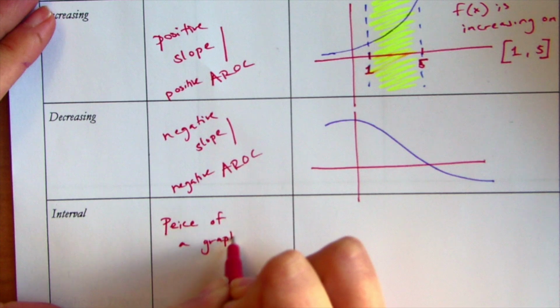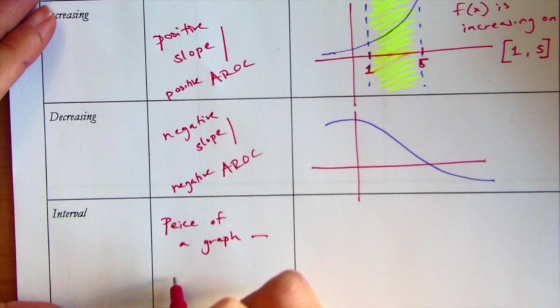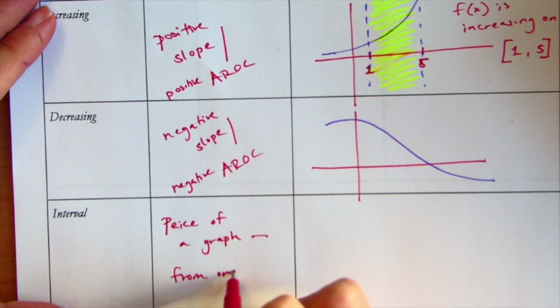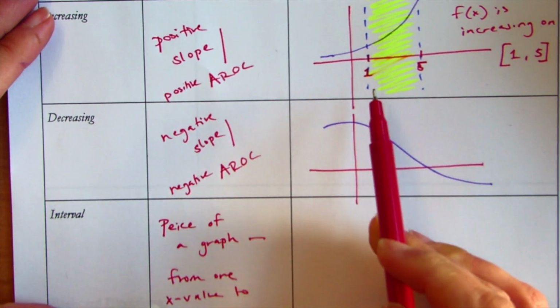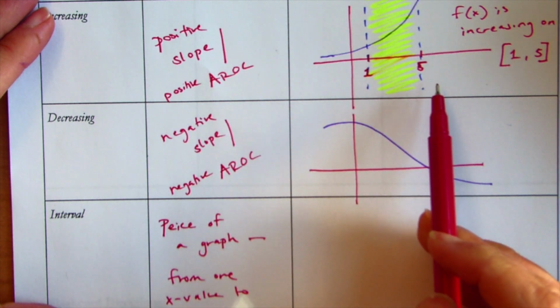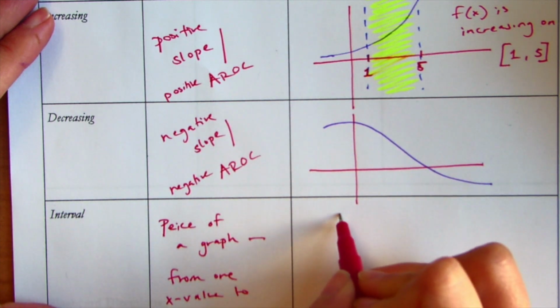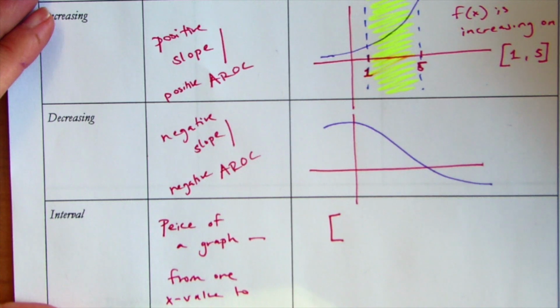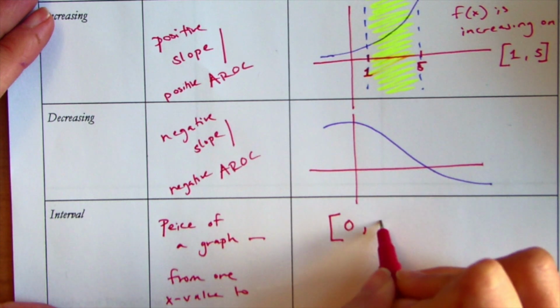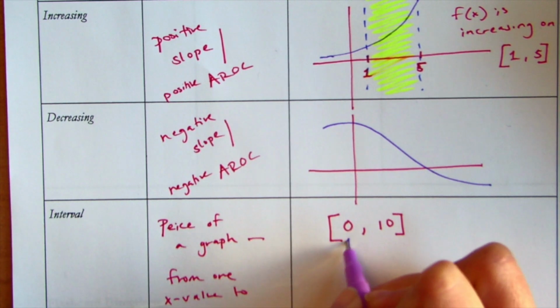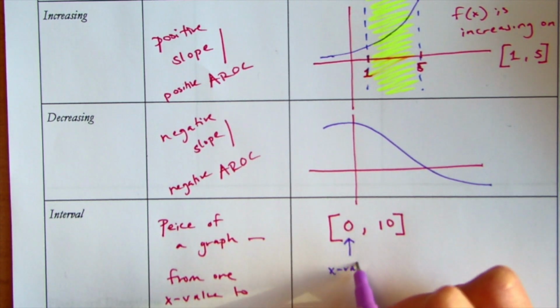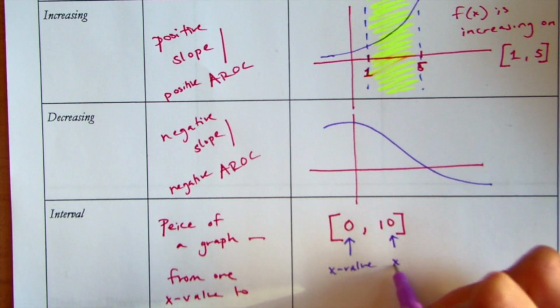And it's defined by x values. So it's from one x value to another. So in the example we just did, it's from the x value of 1 to the x value of 5. We could also use an example like from the x value of 0 to the x value of 10. Important thing to remember here is that this is an x value. This is also an x value.